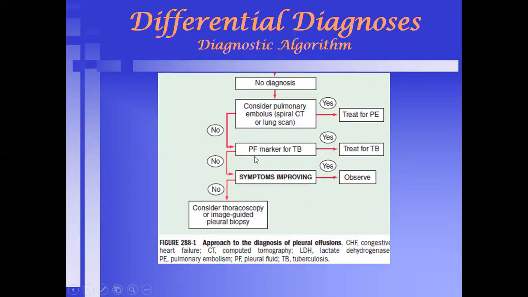If not, then you can check for the pleural fluid markers for tuberculosis. And if you find that the markers are elevated, then you treat the patient for TB. If you still do not have a diagnosis and your patient is improving clinically, then you might just need to observe the patient. But if the patient is still symptomatic or the pleural effusion continues or progresses, you might consider doing a thoracoscopy or VATS or an image-guided pleural biopsy.